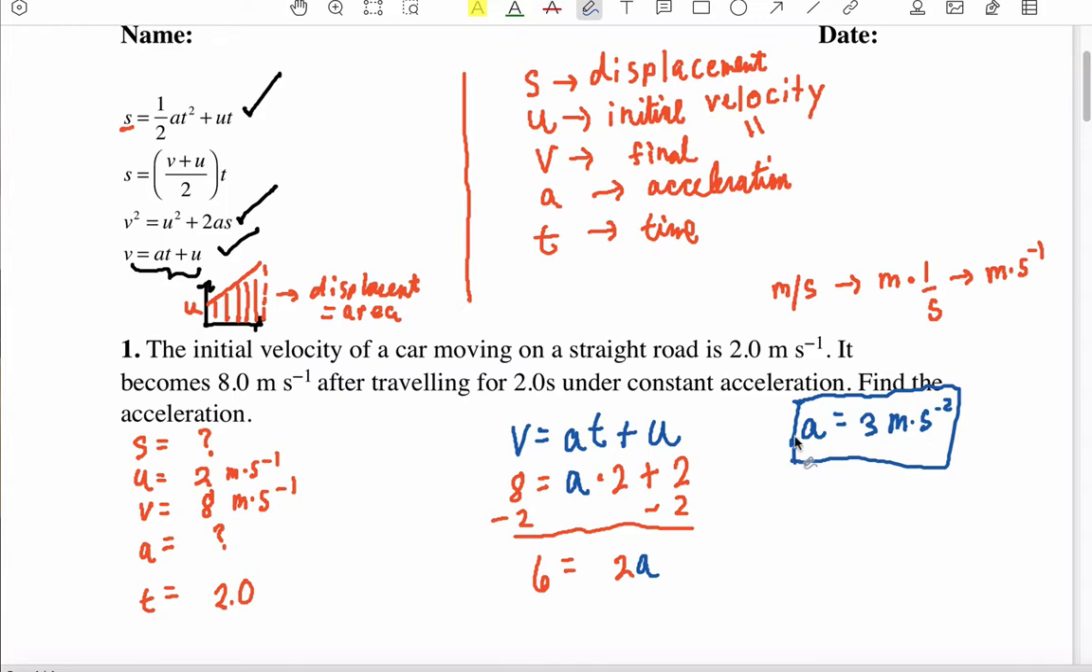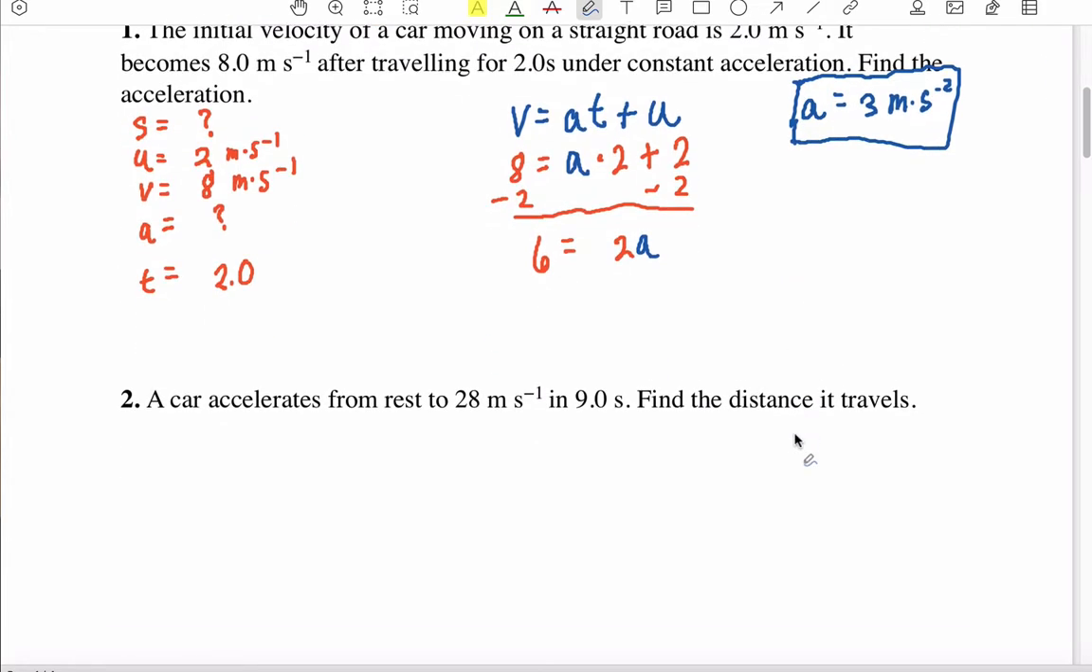Now, for number 2, I'm going to do a similar process. It says a car accelerates from rest to 28 meters per second in 9 seconds. Find the distance it travels. You notice that S is the letter for displacement, but in one-dimensional motion, distance and displacement overlap, and we saw that in the last homework that we did. There's really not a big mystery here.